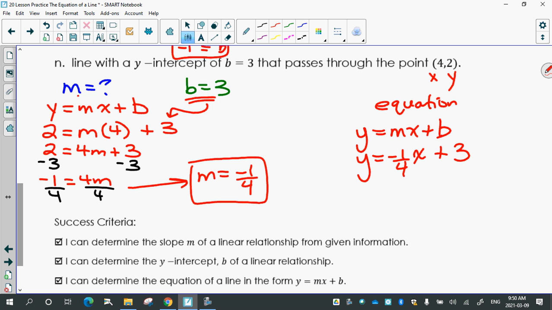So we just did kind of every type of info they could give you, went through and figured out how to get the equation based on that information. So we did graphs, tables, 2 points, the slope and a point, the y-intercept and a point.